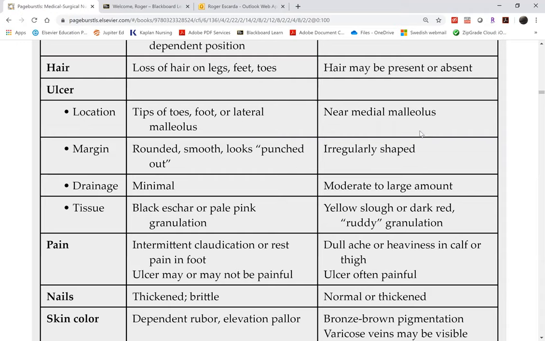Here in the venous, they are irregularly shaped. Sometimes they start as one tiny ulcer, but because they're multiple, let's say you have a cluster of 12 or 20 small ulcers, they eventually become one consolidated ulcer. They look nasty. They're uglier looking compared to arterial ulcers because there's discoloration of the leg also because of the chronic edema.